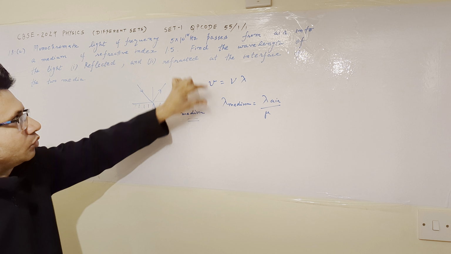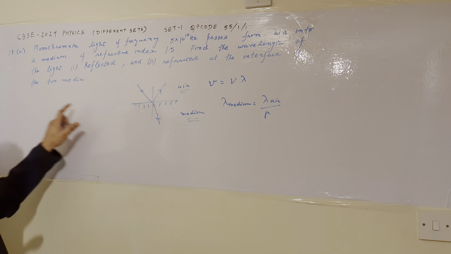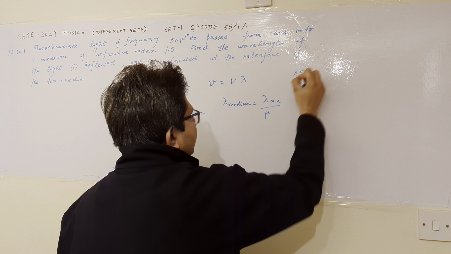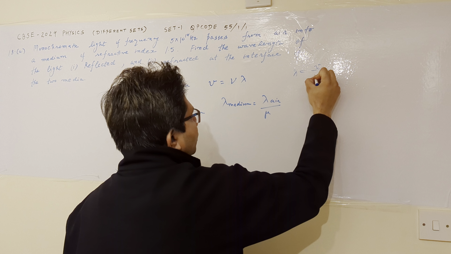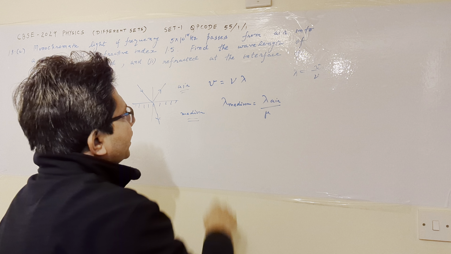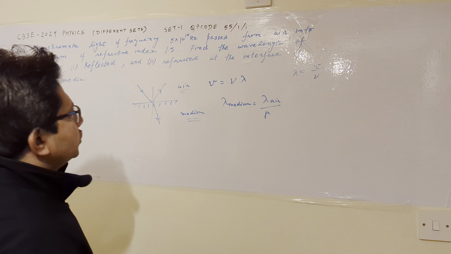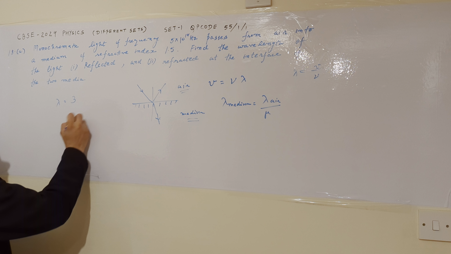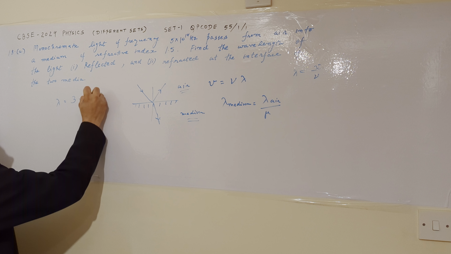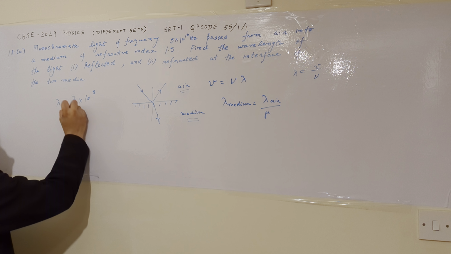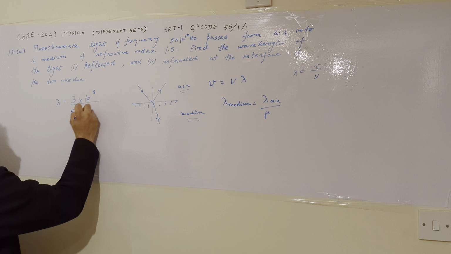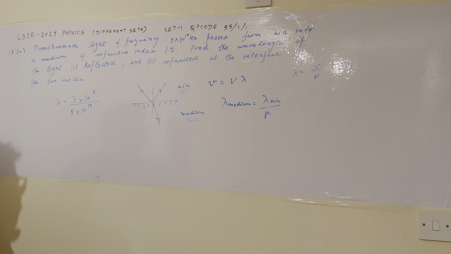So we use this particular formula to calculate the wavelength of the light. The wavelength of the light in air is v upon ν, where v is the speed of light and ν is the frequency of the light. So λ = v/ν. The speed of light is 3 × 10^8 meters per second, and ν is the frequency, which is given as 5 × 10^14 hertz.